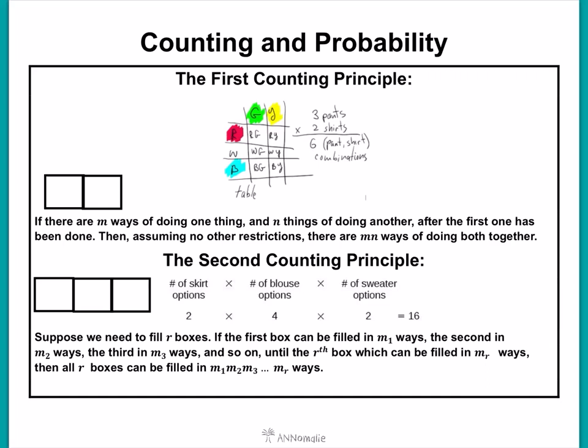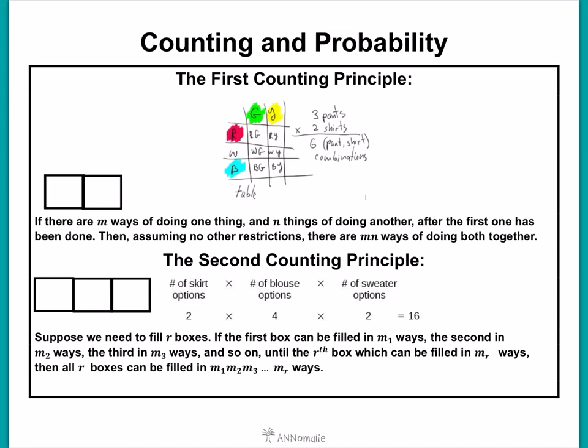We are studying counting and probability, two extremely interesting concepts, and they are very much intertwined. To study the field of counting, we have to look at two very important principles. The first one, the first counting principle.